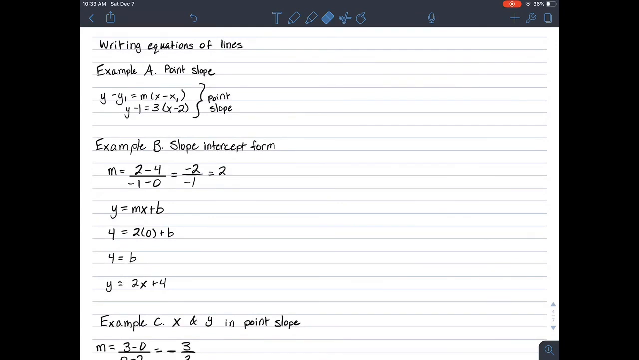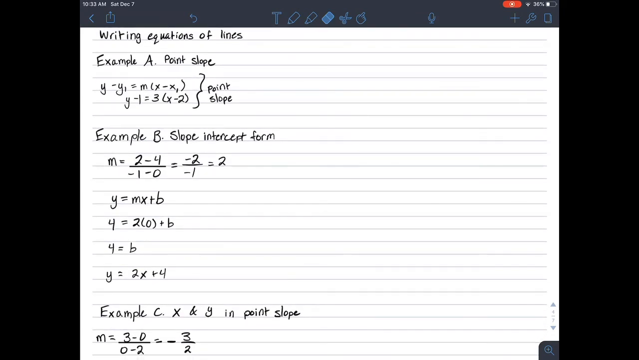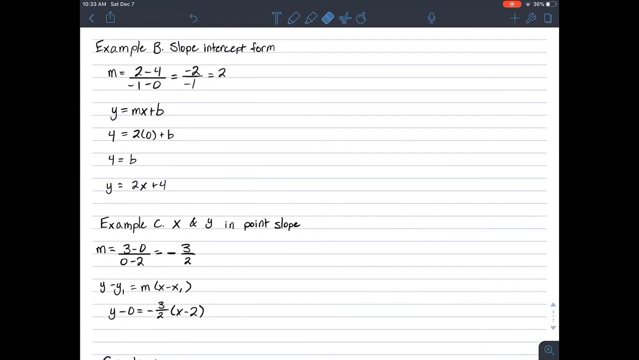Writing the equations of lines. Example A is point slope. Y minus y1 equals m times x minus x1. Y minus 1 equals 3 times x minus 2. This is point slope.